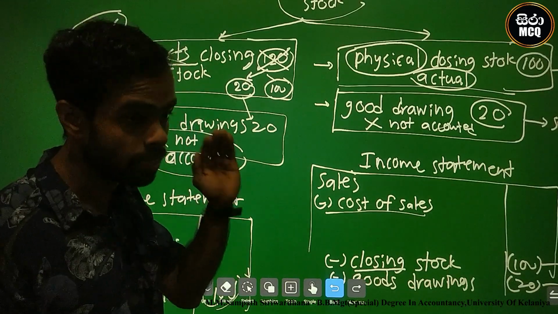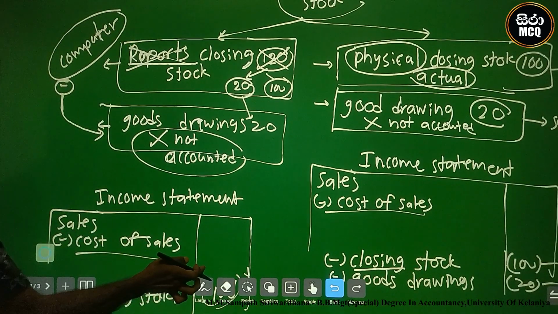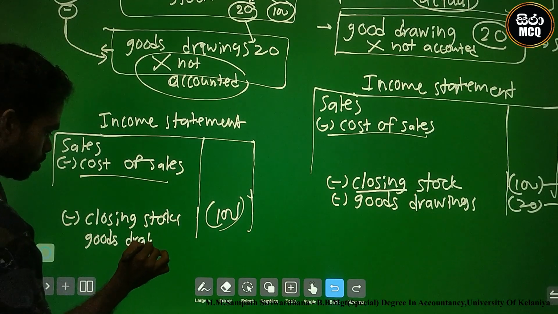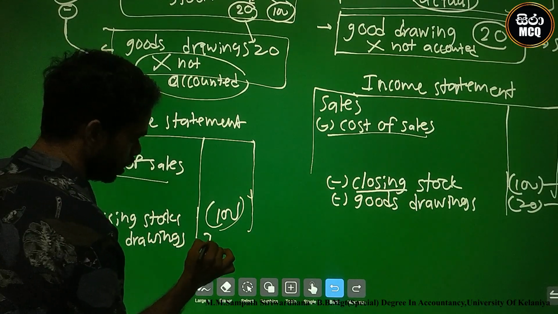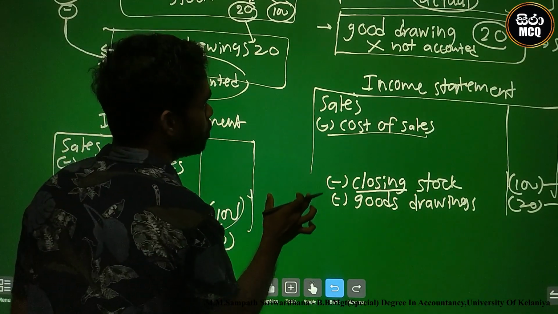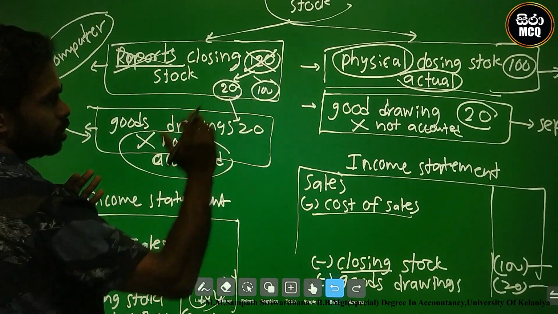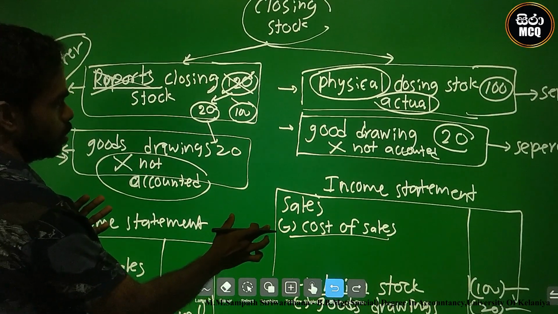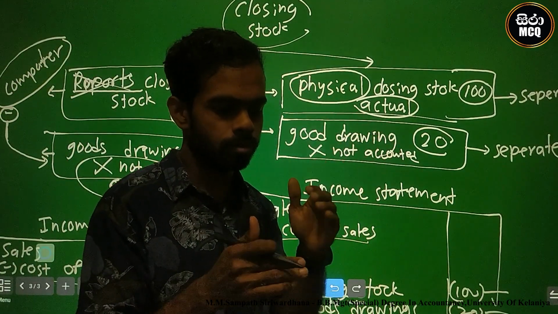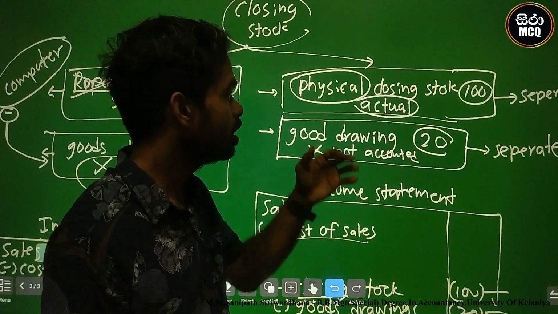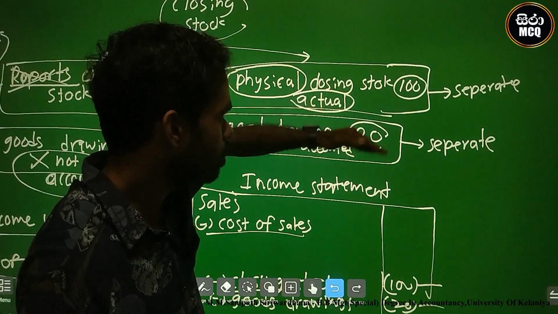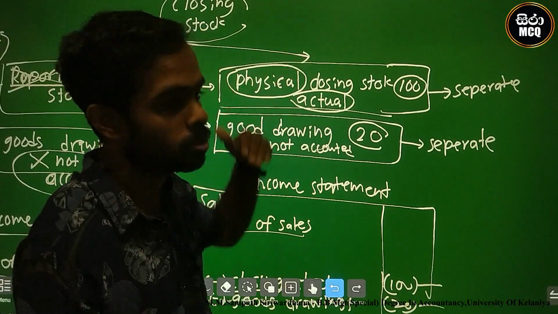Why? The drawings are not deducted. Look here, the closing stock is 100, goods drawings 20. There is the same impact. The difference means the physical closing stock and the reported closing stock. The physical closing stock is revealed in the question. The physical closing stock is separate from drawings. There is no impact between goods drawings and closing stock.